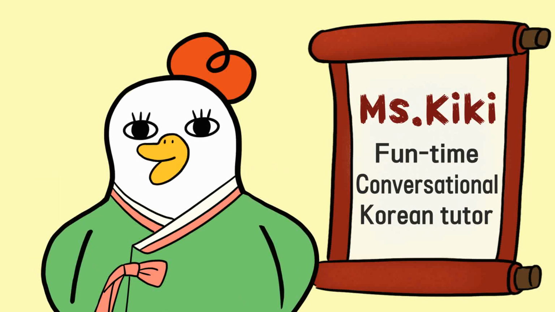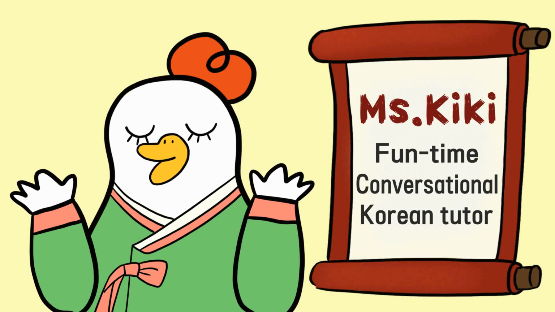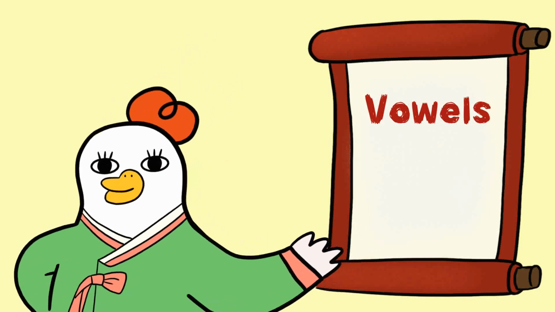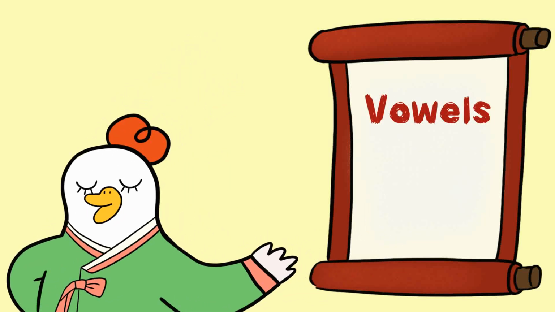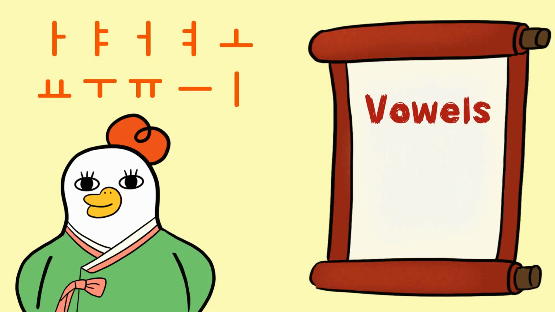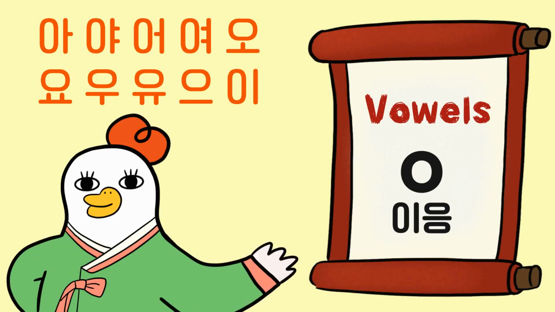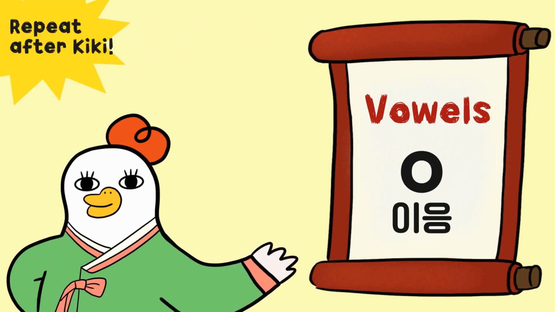For this basic Hangul content, we're going to learn how Hangul is basically formed and learn some vocabularies with this principle. First, we start with vowels. For the standard vowels, we have 10. When you pronounce the vowels, you use ieung for the consonant to make the letter. Let's practice one at a time.